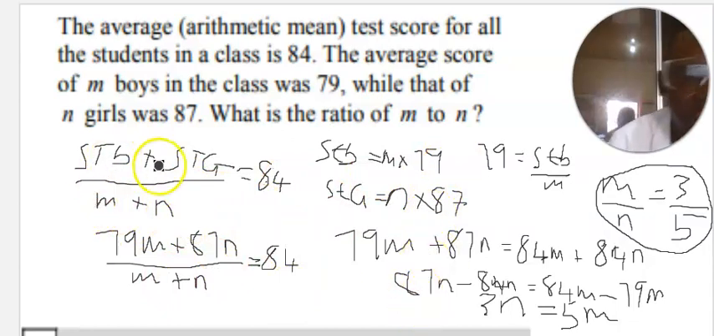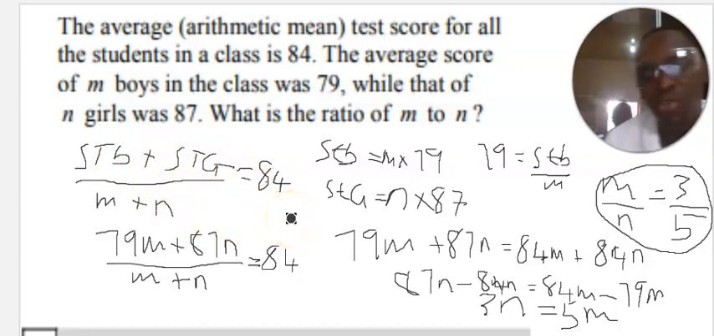Please, what STB stands for is simply the sum of the test scores of boys, and STG is the sum of test scores for girls. So just for the purpose of minimizing this, that is why I write it all out. I hope this is clear.